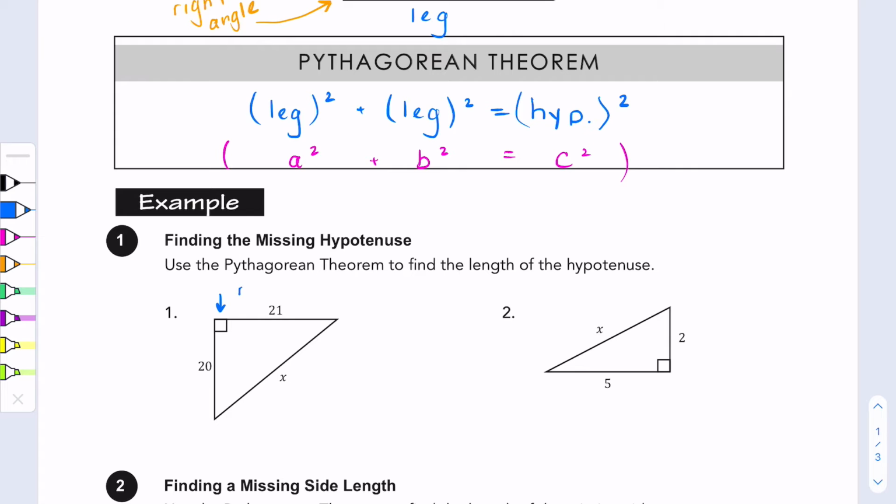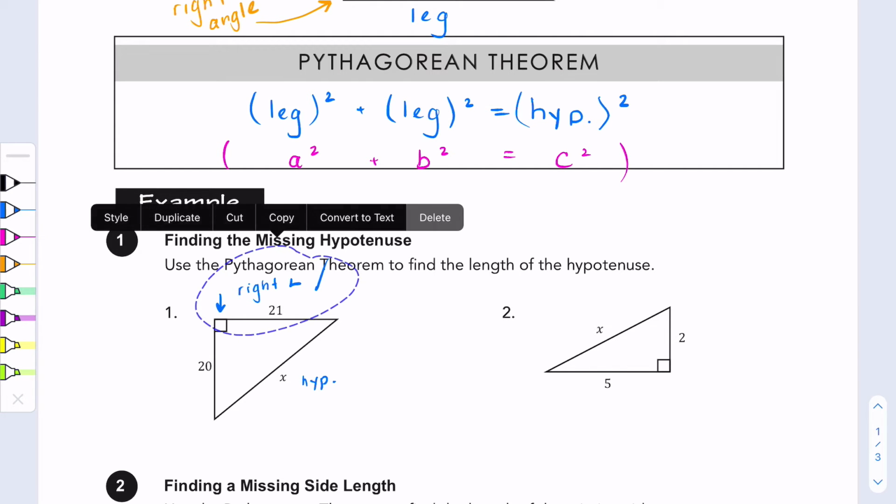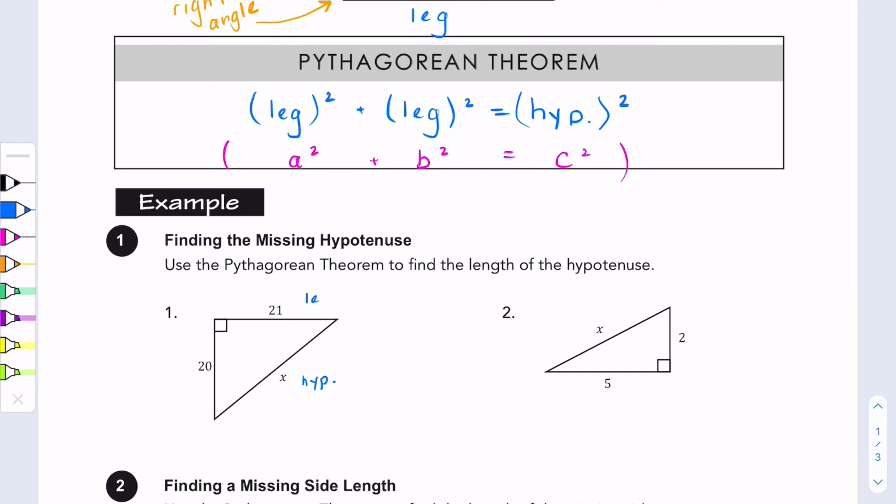So I see that I have a right angle, which is good. This is called my hypotenuse. This here is a leg, and this here is another leg. So my formula is leg squared plus leg squared equals the hypotenuse squared.